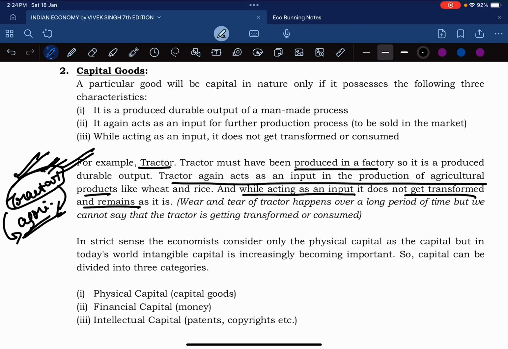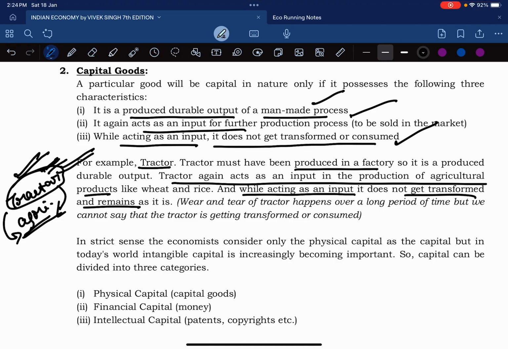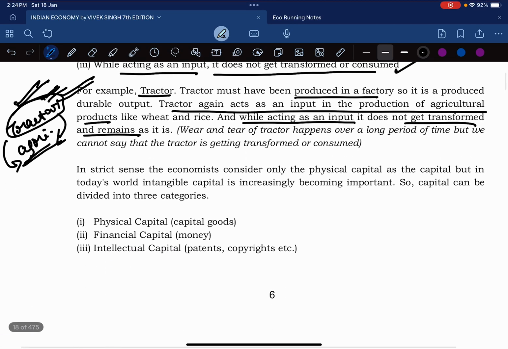So what are the three characteristics of capital goods? It is a durable output of a man-made process. The tractor comes under this. It acts as an input for further production, right? The tractor is used for agriculture. While acting as an input, it does not get transformed or consumed. That also works for the tractor. So these are the capital goods. We generally understand physical capital as capital goods, but in today's world, financial capital and intellectual capital are also a part of capital goods, right? Financial capital means money, the loan we take, the money we need. Intellectual capital means patents, copyright, and so on.